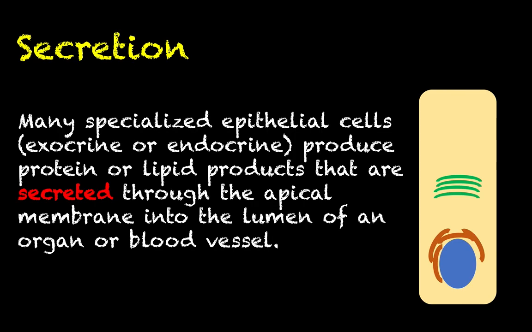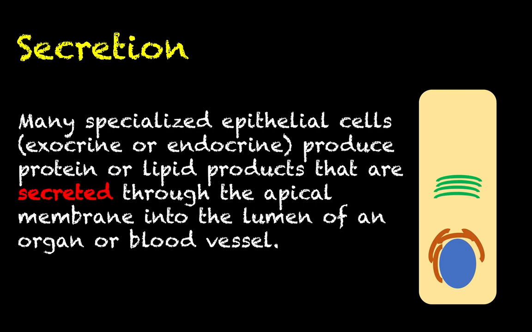Okay, so we've talked about membrane transport for epithelia. Let's talk about secretion next. There are many specialized epithelial cells which are usually either going to function in an exocrine sense or an endocrine sense, and we will define those terms better in the future. These are cells that either produce a protein product or a lipid product that need to be exported out of the cell. That export is called secretion.